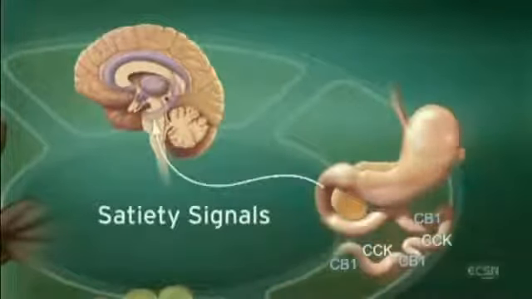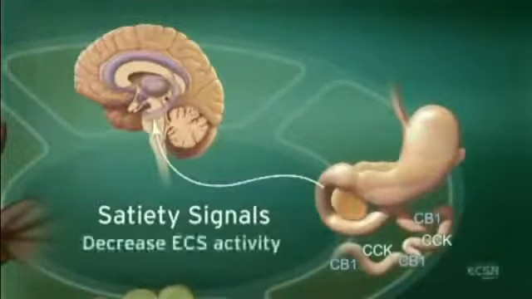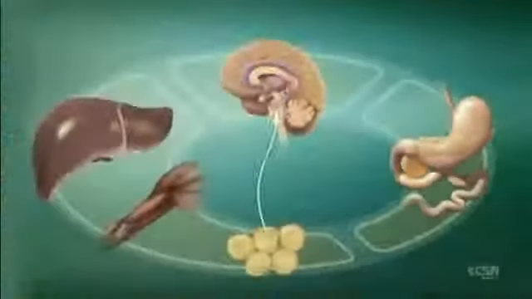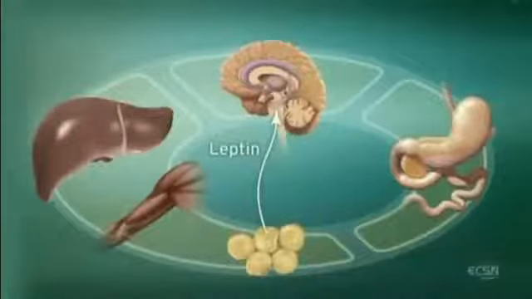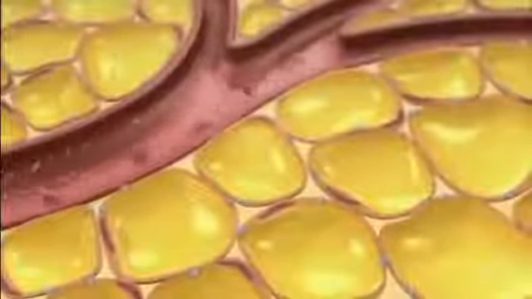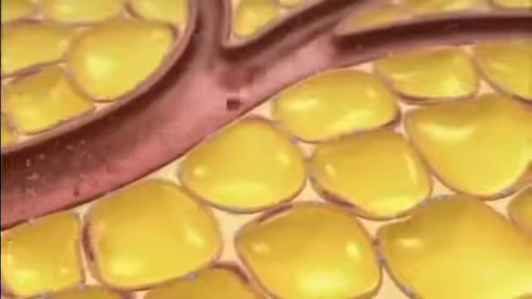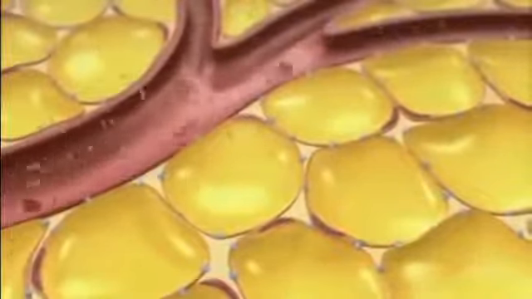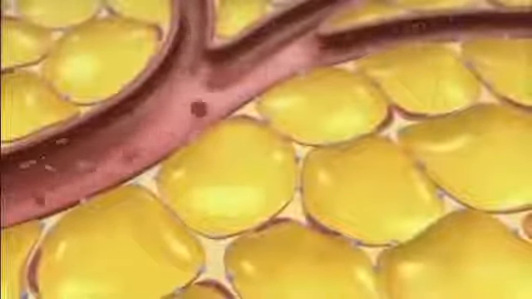Subsequently, ECS activity is decreased through suppression of CB1 expression. An increase in the adiposity hormone leptin decreases endocannabinoid levels in the hypothalamus and decreases food intake. ECS regulation of peripheral metabolism influences energy balance. Stimulation of the ECS increases food intake and adiposity. Conversely, blocking CB1 receptors reduces food intake and adiposity.